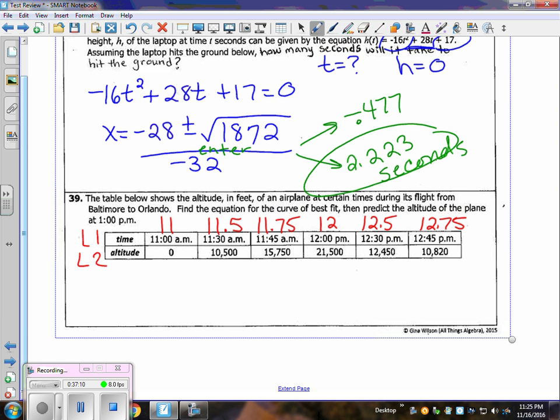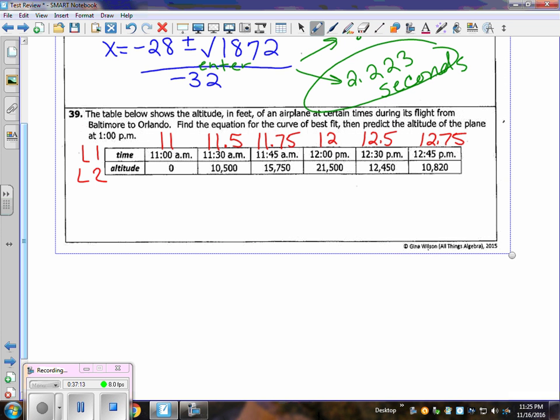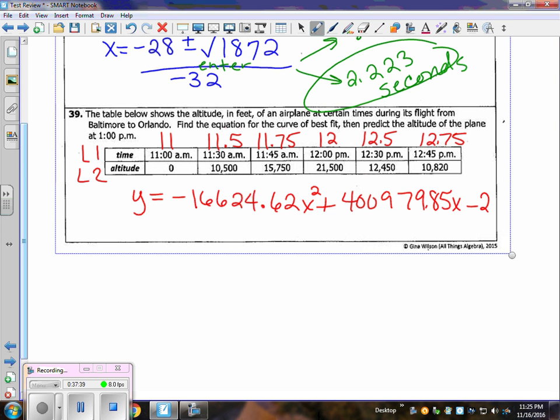So remember, you're going to use your stat edit, and that's all on your notes. So you can look back at that. Put your L1 and your L2 in. The altitude depends on the time. Once you get it into there and you choose quadratic regression, your equation would be somewhere around this number. Yes, this last one's really, really, really long, and I'm going to run out of room. Okay, so there's the crazy equation for the altitude of this plane.